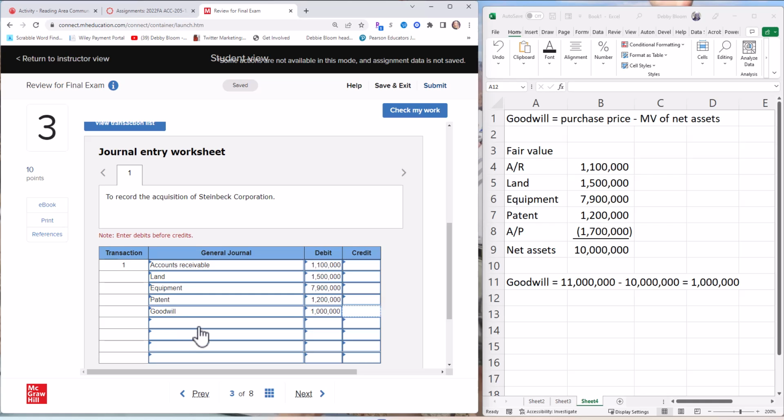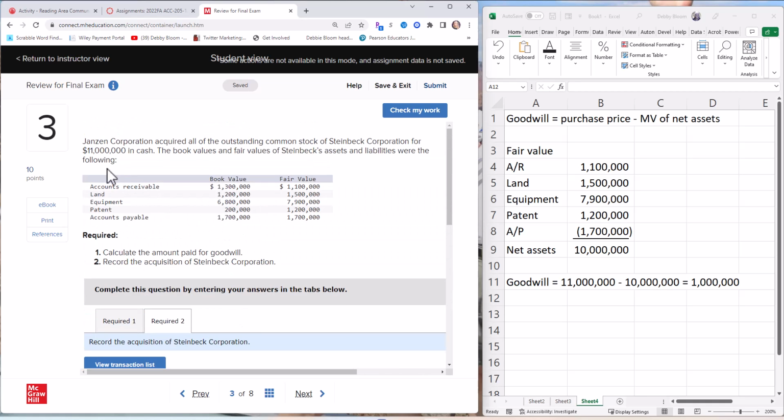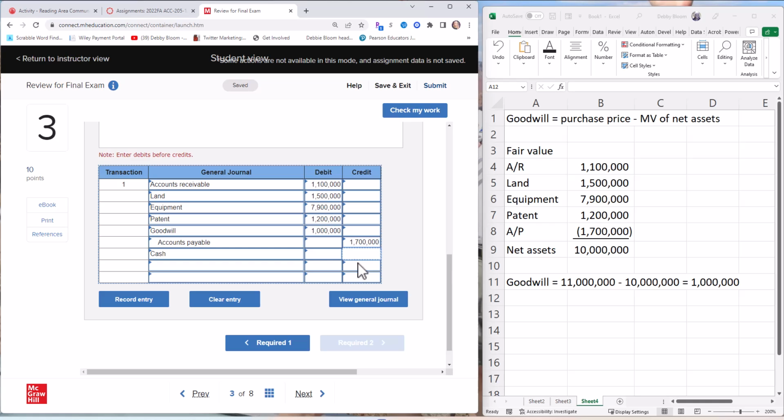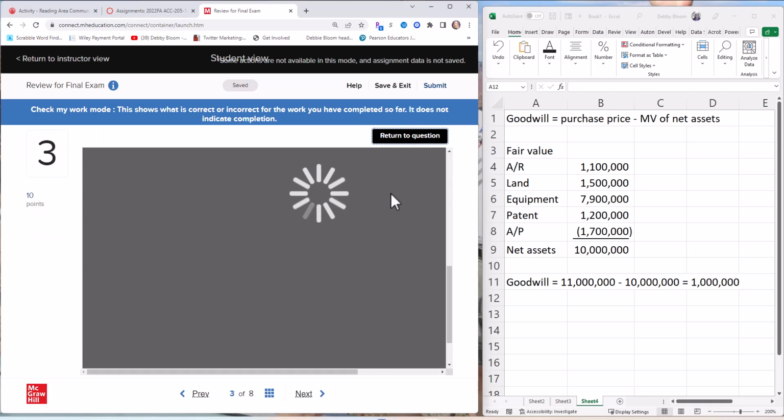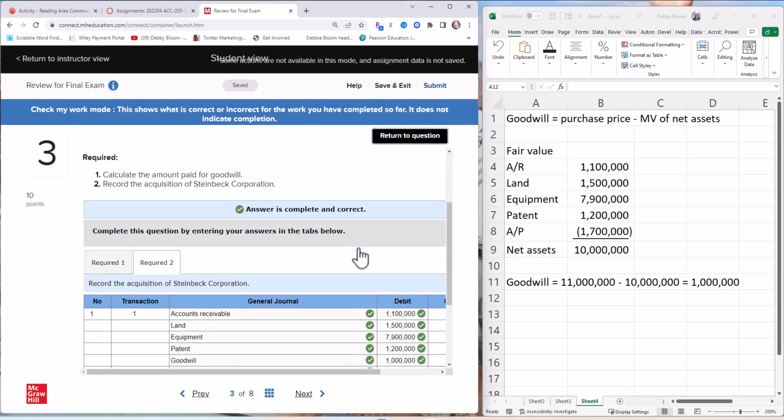Then we have to credit the accounts payable for $1,700,000. And then finally, the acquisition cost, a credit to cash. What we paid for the common stock, $11 million. And now the answer is complete and correct.